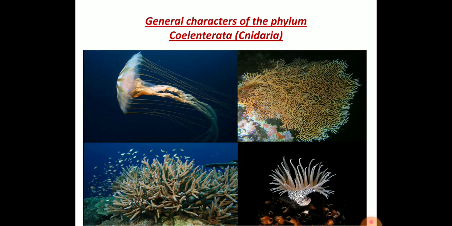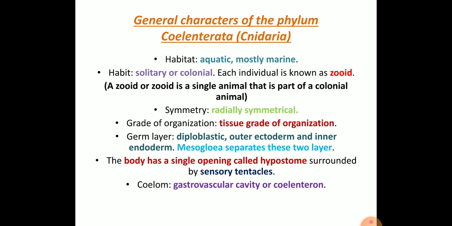In your lower classes you have studied about the Coelenterates. They look cylindrical, and they are animals living in water, that is aquatic. They can be freshwater, but mostly they are marine. So in general, as I said, the habitat is aquatic, mostly marine. And the habit, as you saw in the picture, is solitary or colonial.